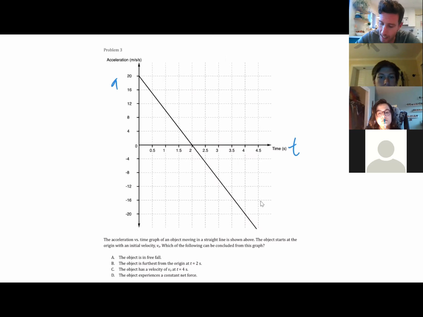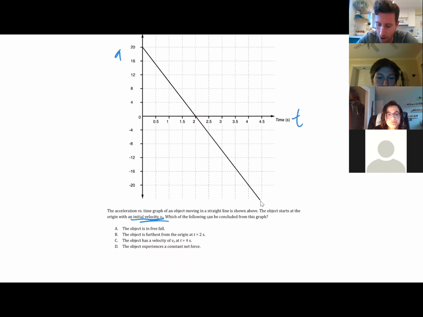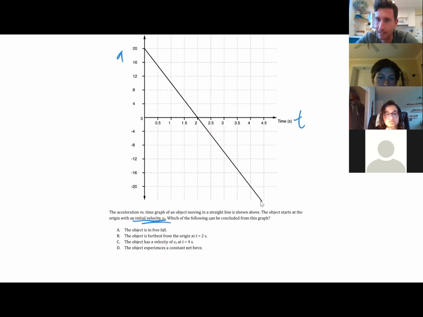The acceleration versus time graph of an object moving in a straight line is shown above. The object starts at the origin with an initial velocity v sub 0. Which of the following can be concluded from this graph? Oh, okay, so this is like a double not my favorite type of question, because it also gives me 4 options and it's like which of these could be a correct thing. I kind of have to go through and see whether it's possible or not.